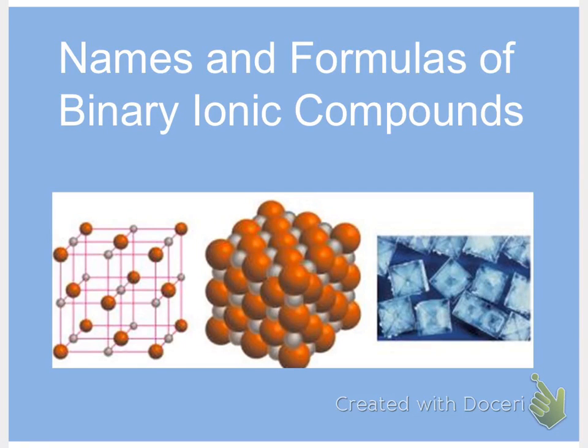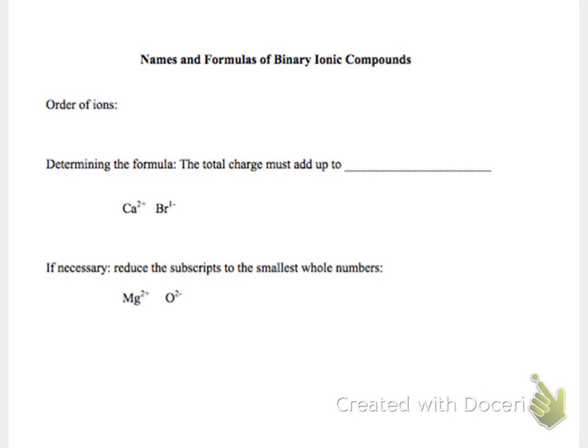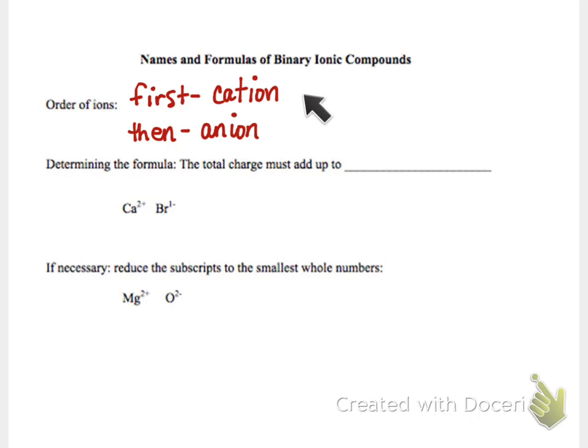This podcast is about names and formulas of binary ionic compounds. And binary means that it has two elements, two atoms. So the basic idea of making binary names and formulas: first, the order of the ions, the cation comes first, and then the anion. And remember that the cation is almost always going to be the metal, and the anion is going to be a nonmetal.